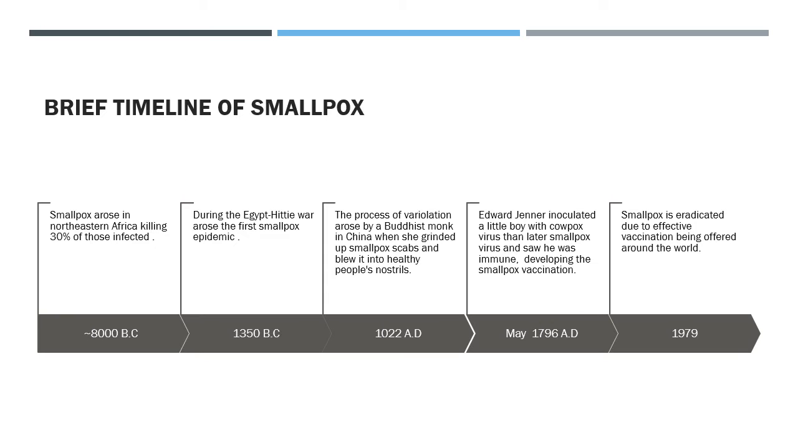Then Edward Jenner in May 1796 AD inoculated a little boy with cowpox after a maiden had said that she had developed cowpox and then is practically immune to smallpox. So he tested this out on a little boy when he inoculated him with cowpox and then later smallpox virus and saw that the kid had become immune, developing the smallpox vaccination. And then in 1976, smallpox was completely eradicated due to effective vaccination being offered around the world and thanks to the World Health Organization eradication efforts.